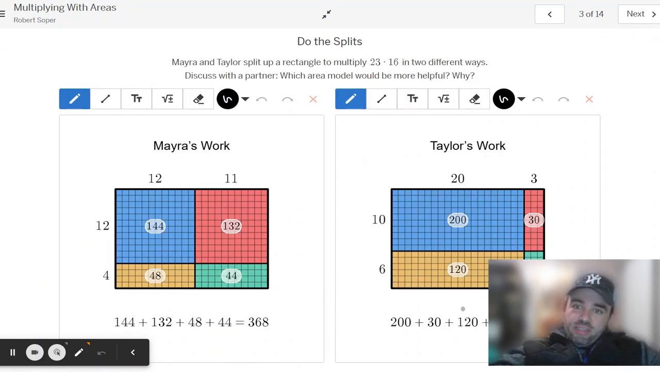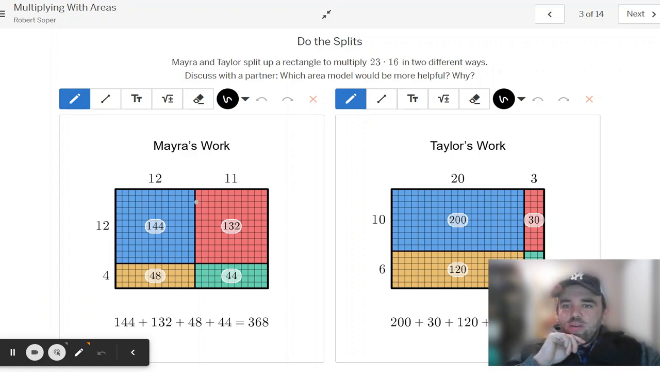You will need to show your work today. I gave you a little break to start there. So do the splits. What do you notice about these two? You may notice that Myra, she did not use those nice round numbers. She chose her own combination of products.